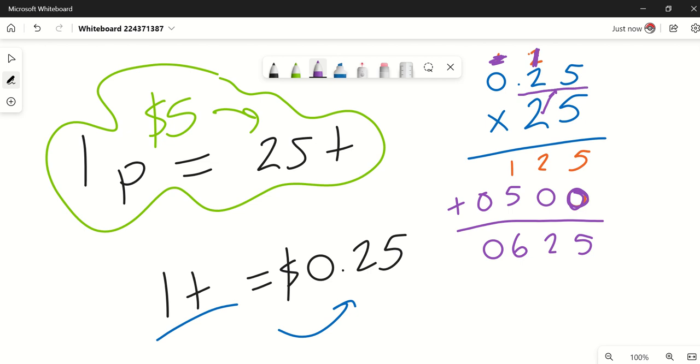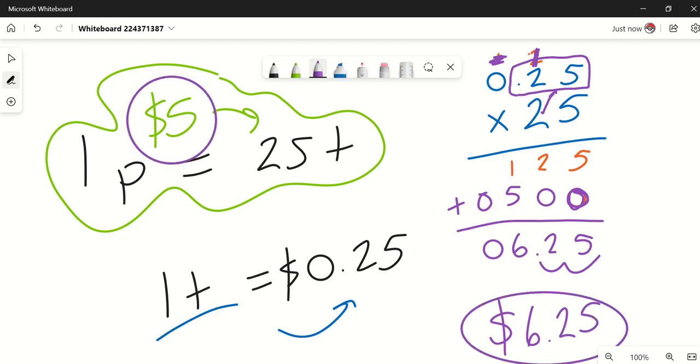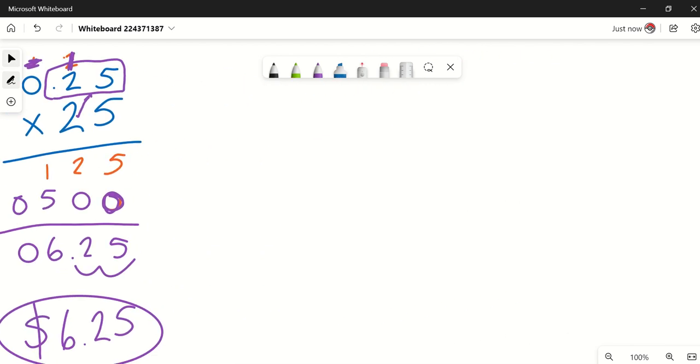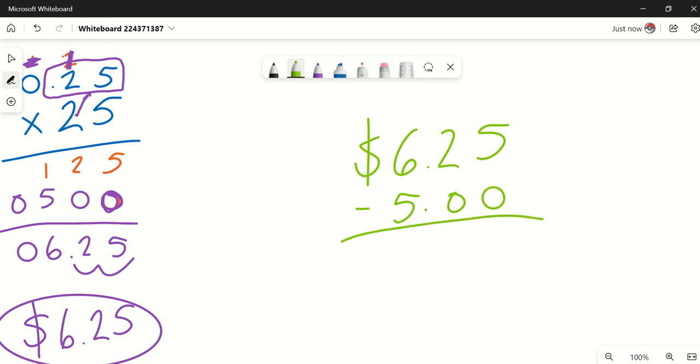And then remember, 2 numbers came after a decimal. So it would cost me $6.25 if I were to buy these tokens individually versus the $5 that it would cost me if I bought a package. Now to find the difference, I need to subtract. So it was $6.25 buying them individually versus the $5 that I spent buying a package.